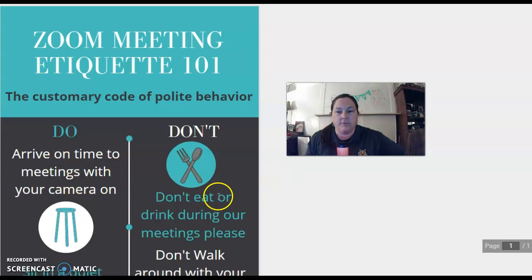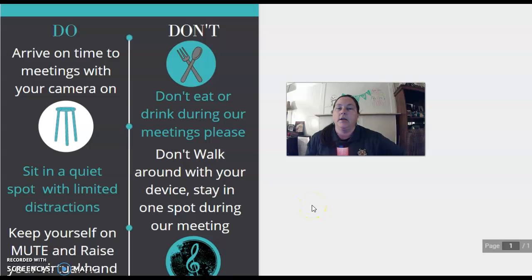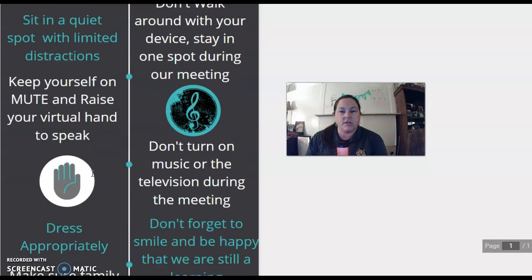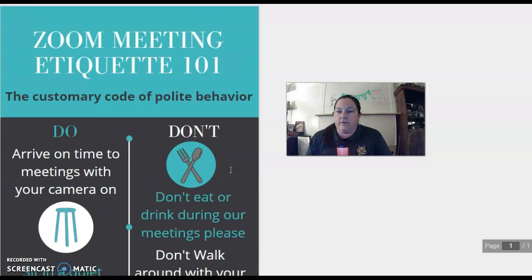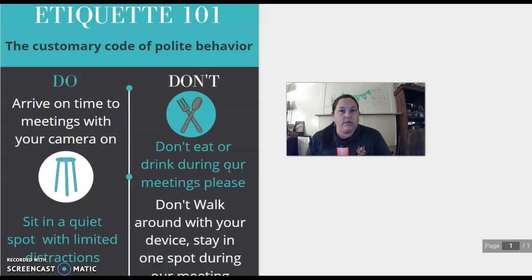Do arrive on time to meetings with your camera on. Your camera needs to be on for the length of the meeting. Do sit in a quiet spot with limited distractions. Keep yourself on mute and raise your virtual hand to speak. Dress appropriately. Make sure you're within the Somerset dress guidelines. Make sure family members know not to disrupt you at this time. And so family, if you can help out when your student is in class via Zoom, please respect their time.